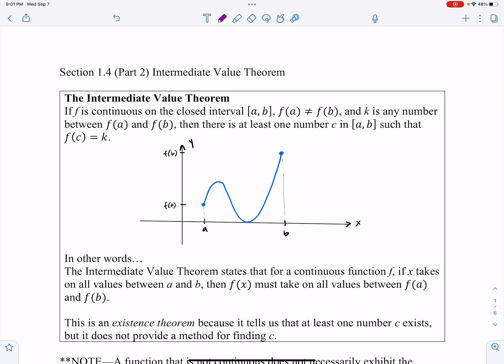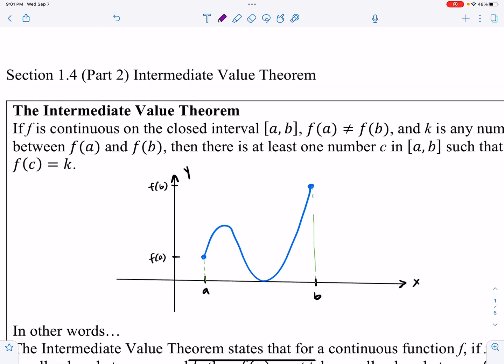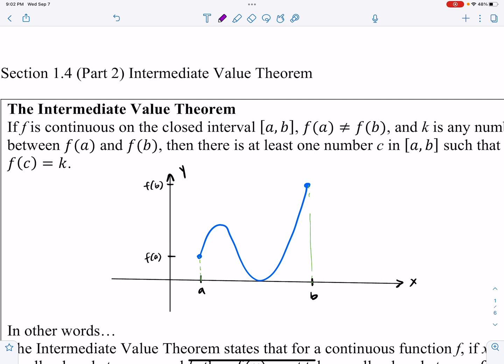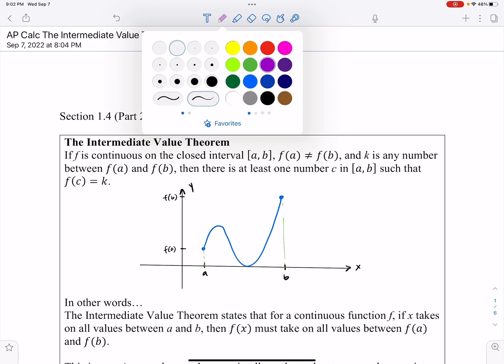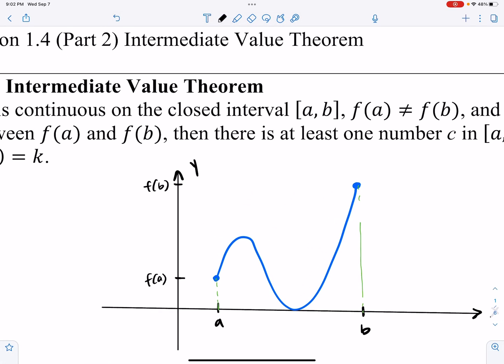So the intermediate value theorem is a pretty simple theorem. Like it's kind of a, well, duh. But it says if f is continuous on a closed interval, so I've drawn a picture here to make sense of this. So if you have a function that is continuous on a closed interval from a to b, where the function values at the endpoints are not equal to each other, so f of a is not equal to f of b, then k is any number between f of a and f of b. So I'm going to pick some value between f of a and f of b on the y-axis.